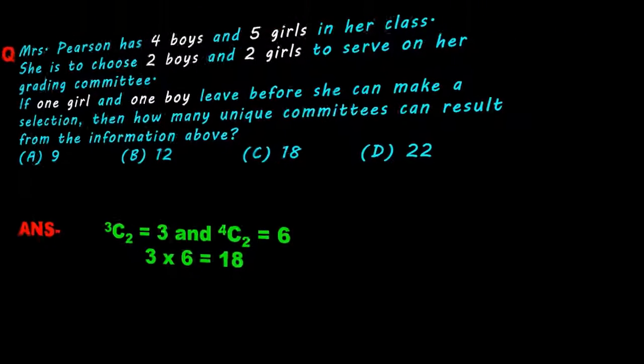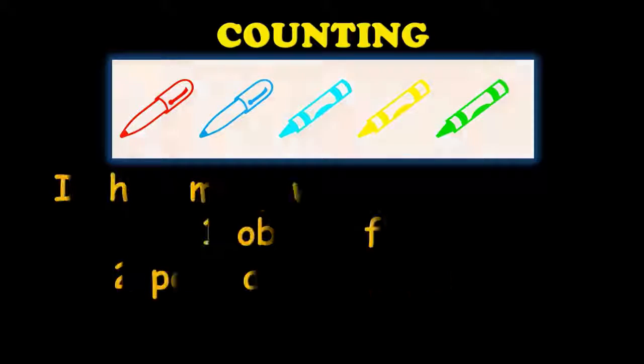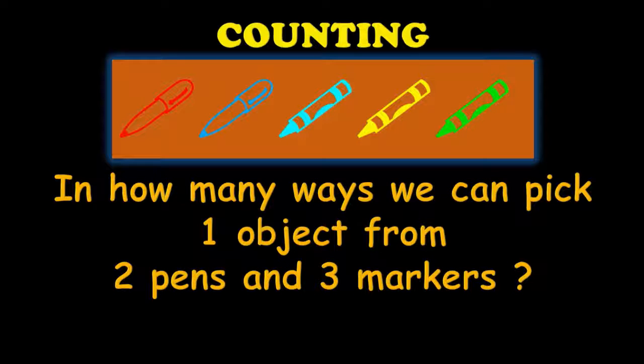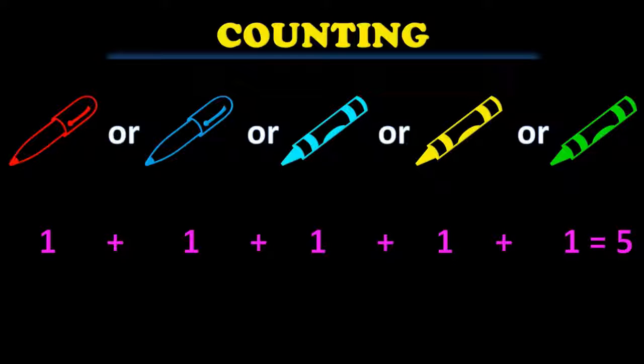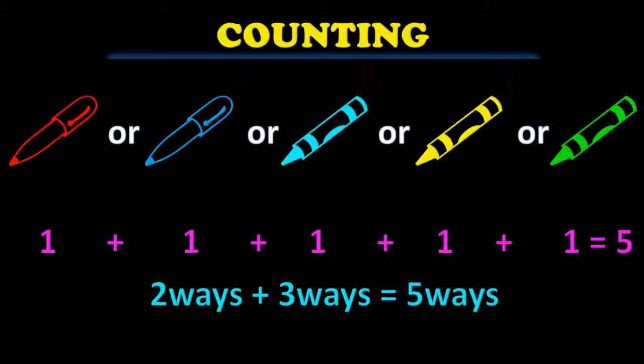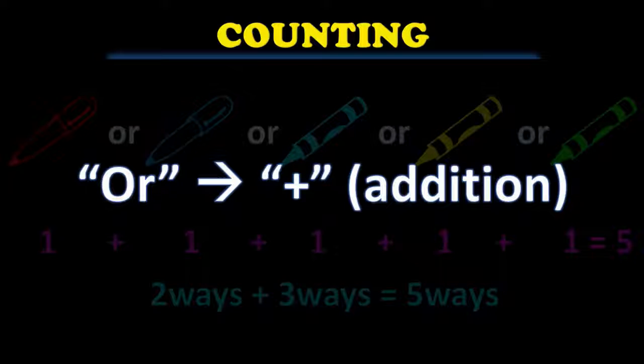There are 2 rules of counting: for addition, OR, or rule, and for multiplication, AND, and rule. For example, suppose we have 2 pens and 3 markers. And we have to choose 1 object. In how many ways can we choose? We can choose red pen or blue pen or yellow marker or green marker. That means we have 2 pen ways and 3 marker ways equals 5 ways. As you see, we use OR for addition.